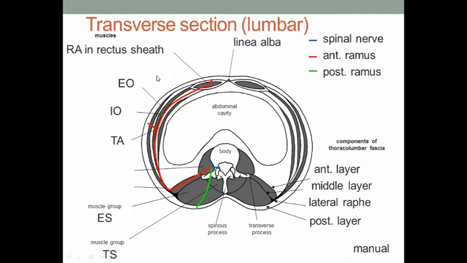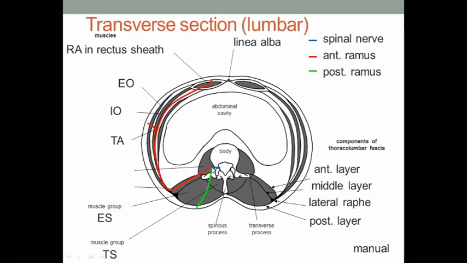The other thing that we can see on this diagram is the innervation pattern. So a spinal nerve will come out of the vertebral canal, and its anterior ramus will come around between these muscle layers to innervate all of those muscles of the anterior abdominal wall.